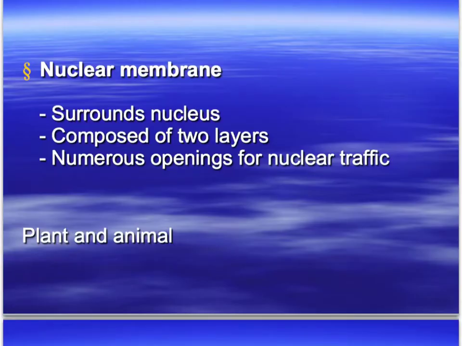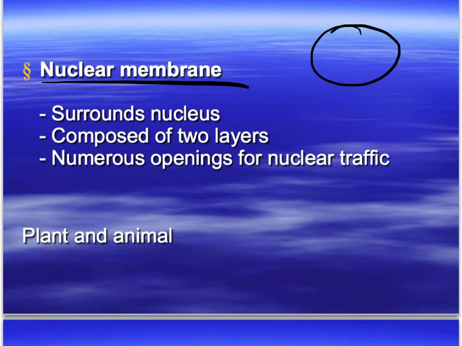Alright, let's talk about each one of the individual organelles that you need to know, and I will go through them fast. Remember, you have a pause button, so use it. First thing, nuclear membrane. This surrounds the nucleus, and what it does is it allows things to go into and out of the nucleus, just like the cell membrane allows things to go into and out of the cell.